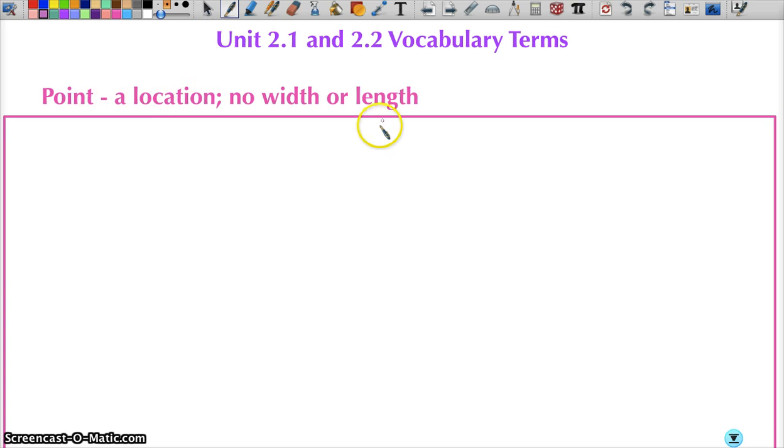So our first word is a point, which is just a location. There's no width, there's no length to it. It's basically just something like this. It is a point. That's all there is.